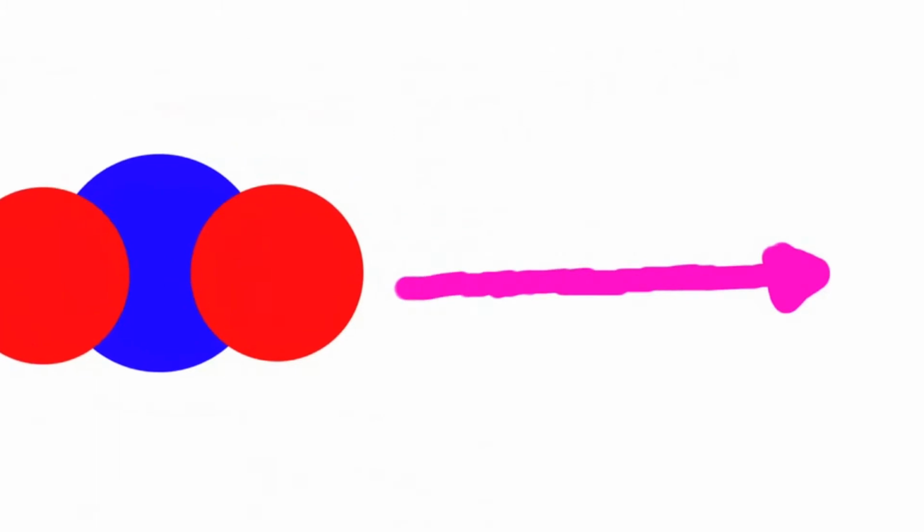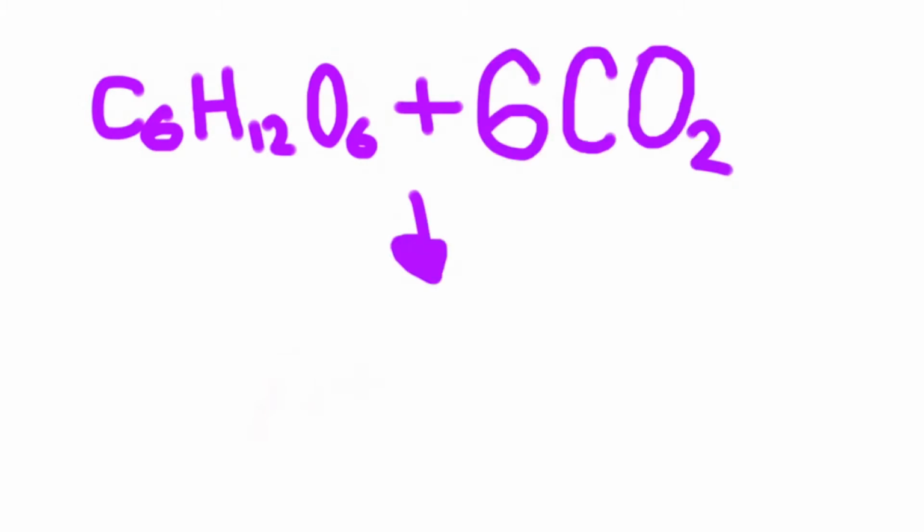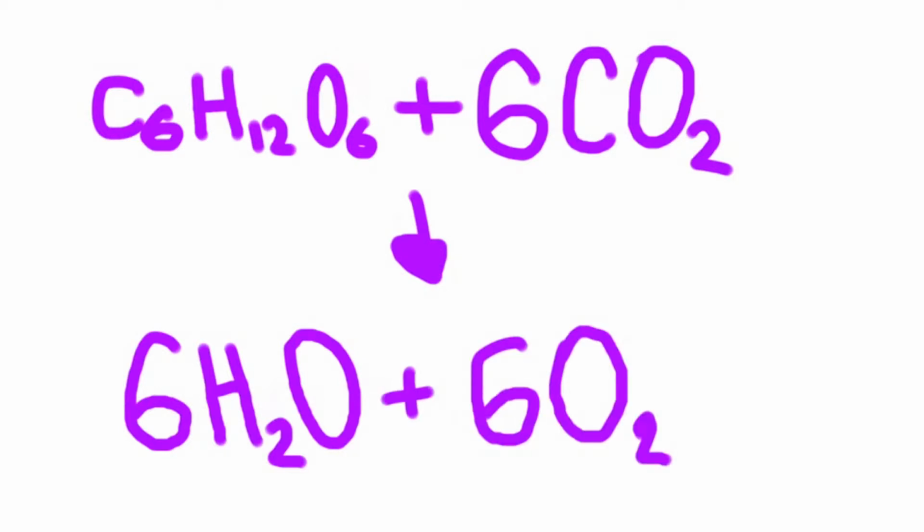To get CO2 out of the atmosphere, we need plants. Plants take out carbon dioxide from the air in a process called photosynthesis. Photosynthesis requires sunlight, water, and CO2, which gives the plant glucose and oxygen. You could also write it as C6H12O6 plus 6 CO2, which gives us 6 H2O plus 6 O2.